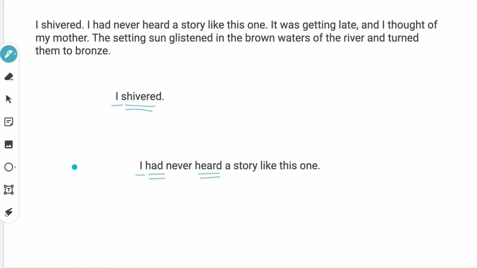I had heard a story. Story is the direct object. So I will mark it with a D-O to stand for direct object. But what about never? Your students are going to ask you about this word here.